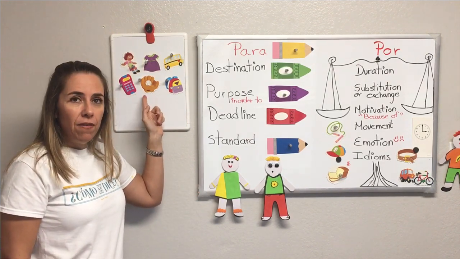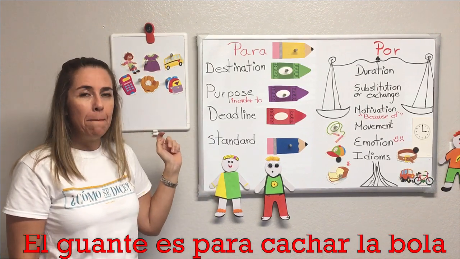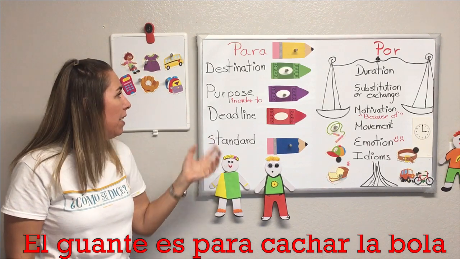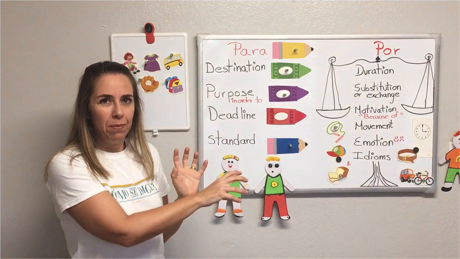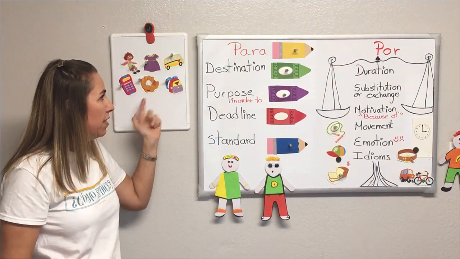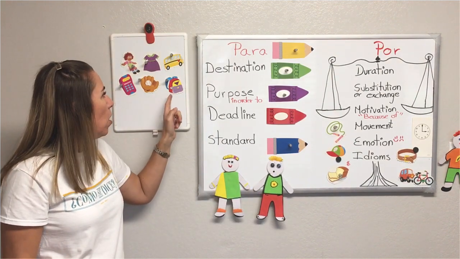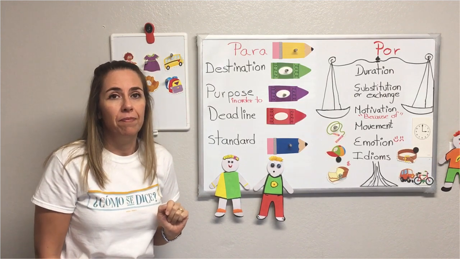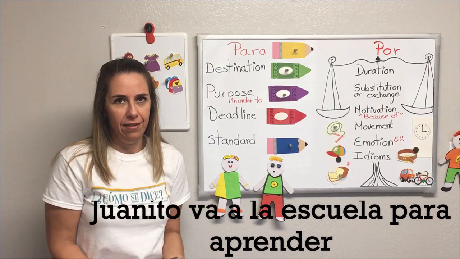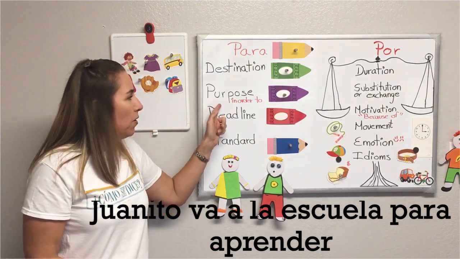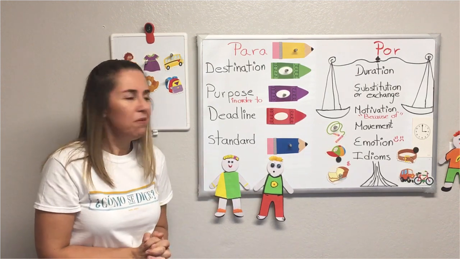Okay, this is a good tip that you're gonna use a lot of times. Now, the glove is to catch a ball. El guante es para cachar la bola. That's the purpose. It has like a final purpose for doing that, or the reason that it exists. Okay, Juanito goes to the school to learn. Juanito va a la escuela para aprender. That's the purpose. Or in order to learn. Did you see this arrow?